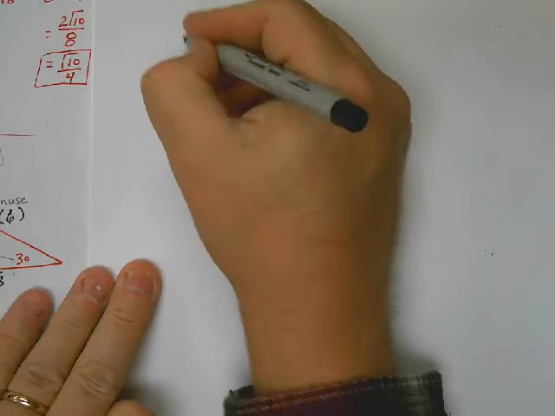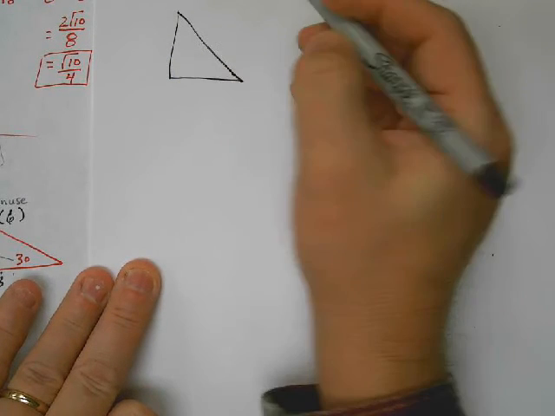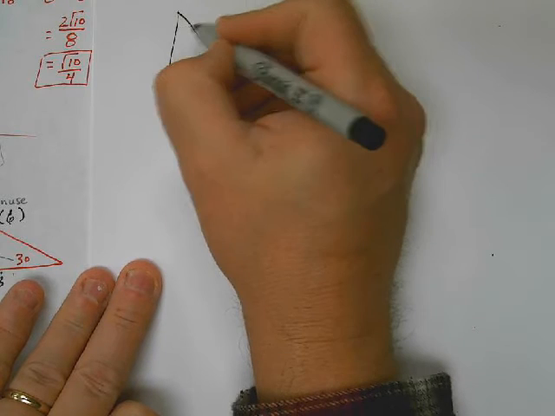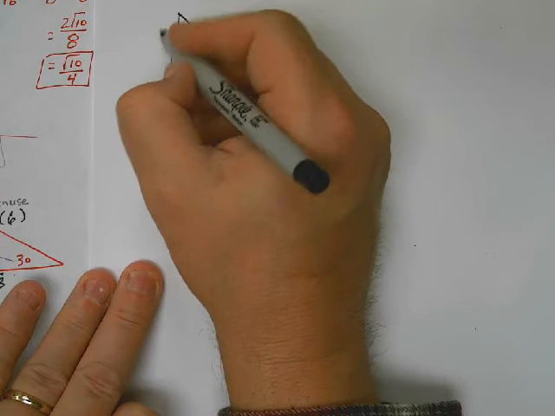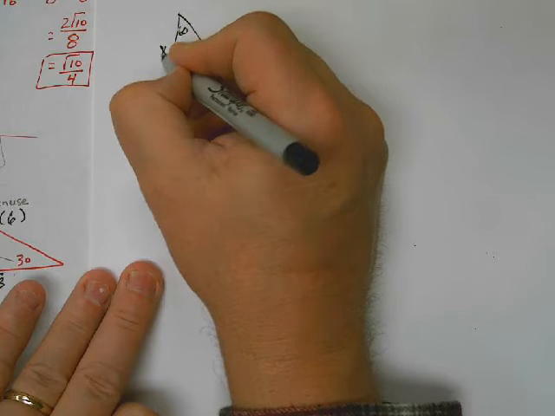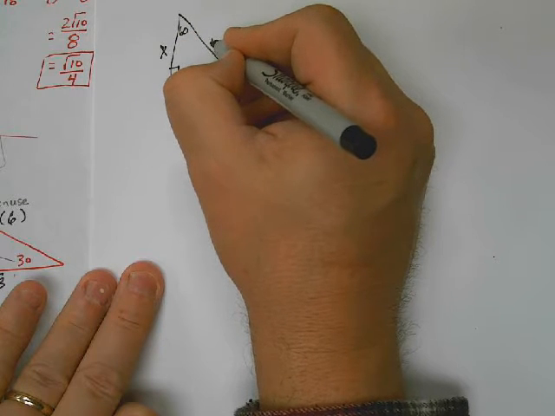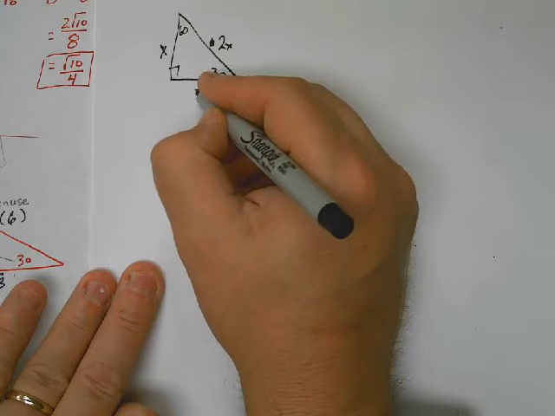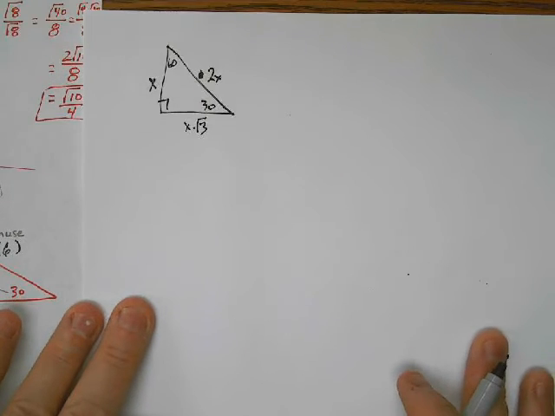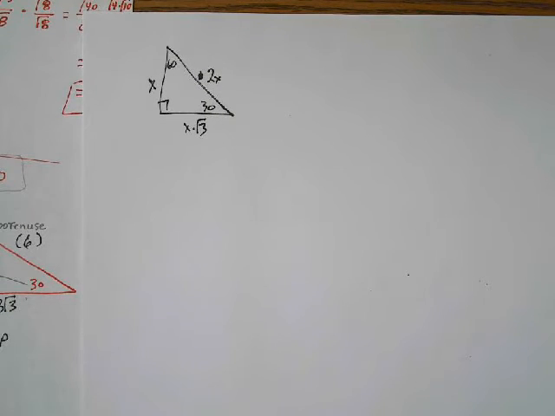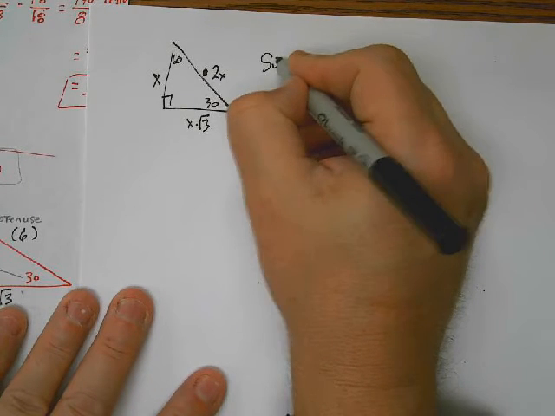Let's say that I've still got a 30, 60, 90 right triangle. We'll say that this is the 60, this is the 30, and this is the 90. Let's say this is x, then this is x times 2, so we'll just call it 2x, and then this is x times the square root of 3. Everyone see that okay?